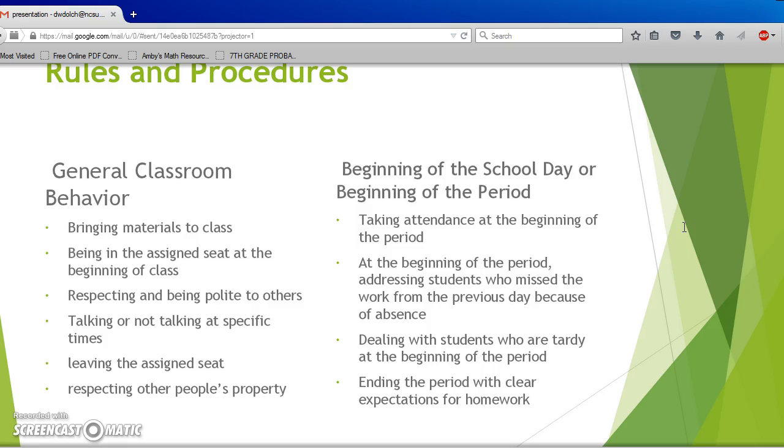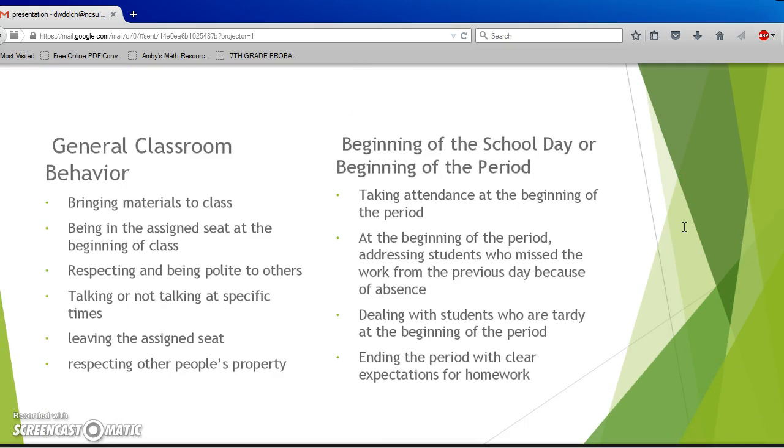General classroom behavior is outlined in rules and procedures. These rules should be implemented from bringing materials to class, being in the assigned seat at the beginning of class, respecting and being polite to others, talking or not talking at specific times, leaving the assigned seat, and respecting other people's property. The beginning of the school day or the beginning of the period is when these rules should also be looked at.